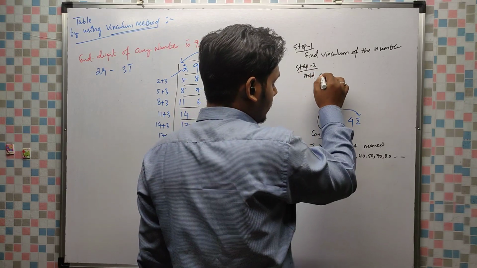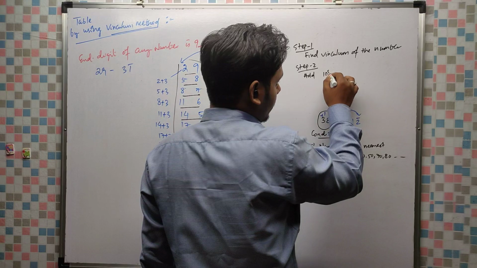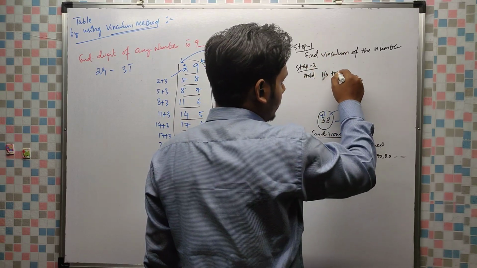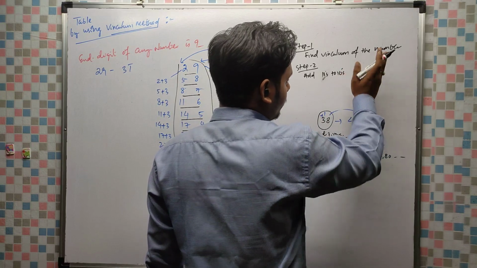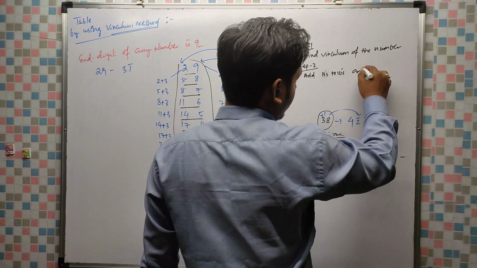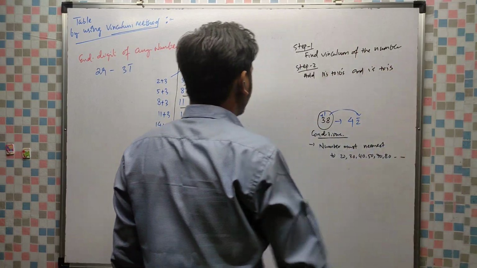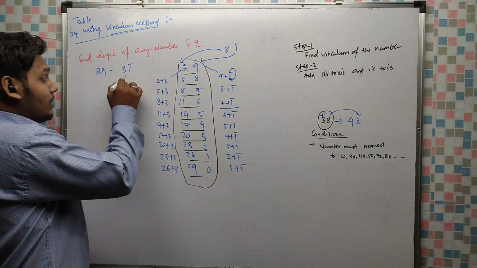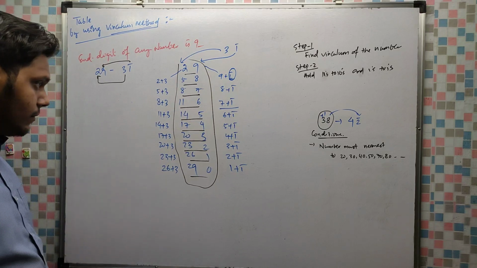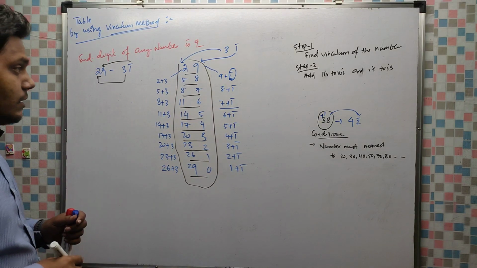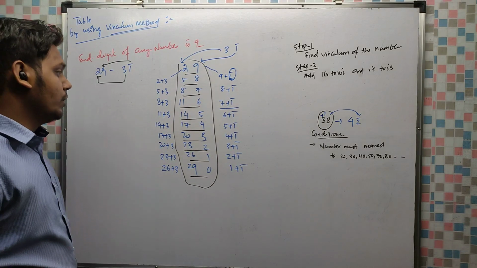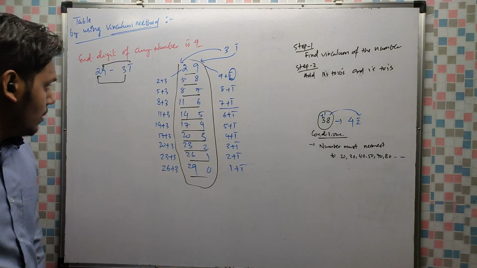add tens to tens and ones to ones. That means the tens will be added to tens and ones will be added to ones. Okay. Take a screenshot so that it will be easy for you to understand. One more number we will do so that it will be easy for you.